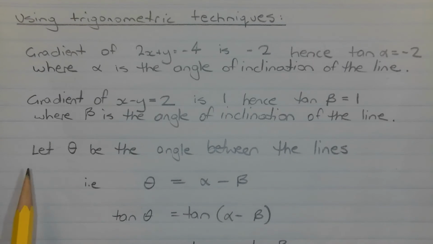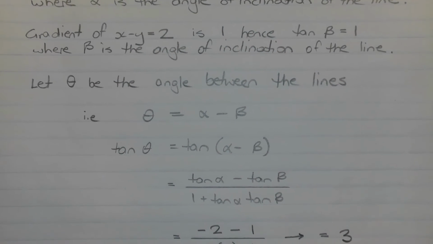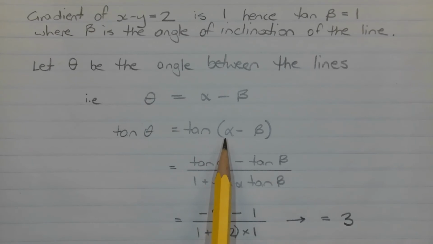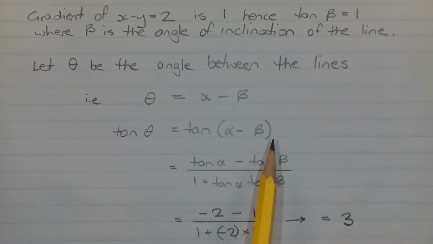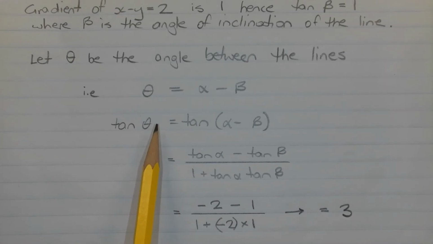Now let theta be the angle between the lines. That is, theta equals alpha minus beta. Now we take the tan of both sides of that equation. We get tan theta equals tan (alpha minus beta). So we have the tangent of a compound angle here, the difference of two angles. Expanding the right hand side, we get tan theta equals (tan alpha minus tan beta) over (1 plus tan alpha times tan beta).